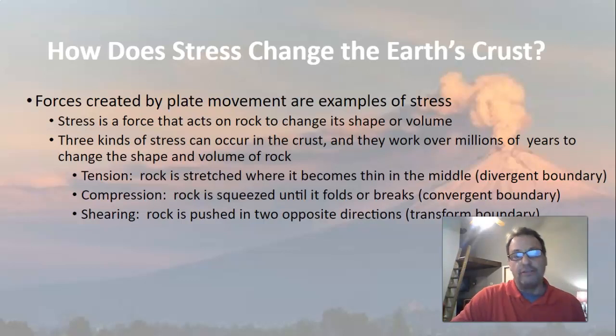And then the third type that happens at a transform boundary is shearing. A rock is pushed in two opposite directions. And when that happens, when one slides and breaks apart, that is called shearing. And that's the side to side movement that happens at a transform boundary.